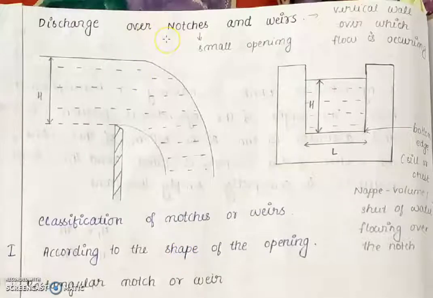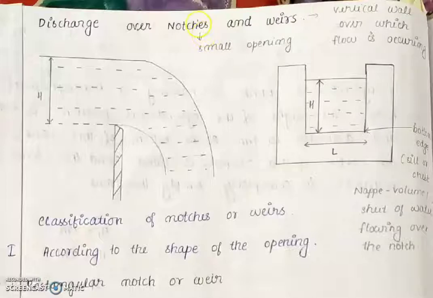Hello students, we will see what are notches and weirs. These are the devices used to measure the discharge over an open channel. The difference between a notch and a weir is that a notch is of smaller size and a weir is of bigger size. In terms of size, these are the main differences.